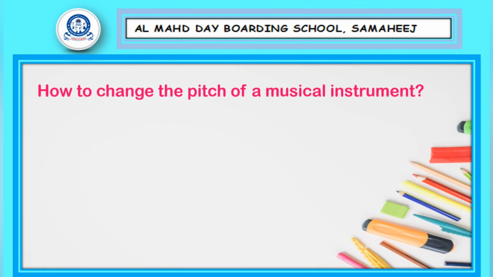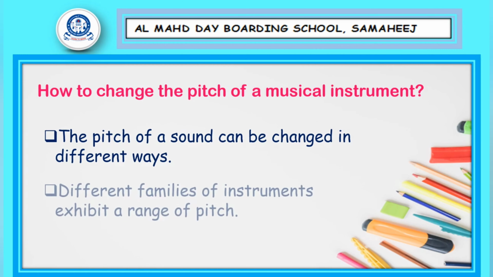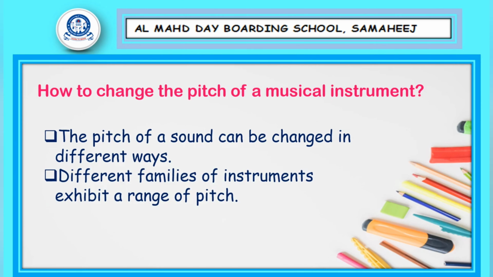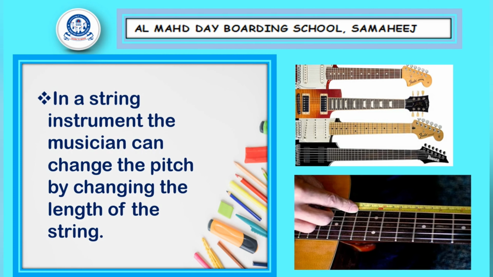How to change the pitch of a musical instrument? The pitch of a sound can be changed in different ways. Different families of instruments exhibit a range of pitch. In a string instrument, the musicians can change the pitch by changing the length of the strings. Musicians do not actually use longer and shorter strings. Instead, they hold their fingers over the strings at different places to shorten the length of the string that vibrates.